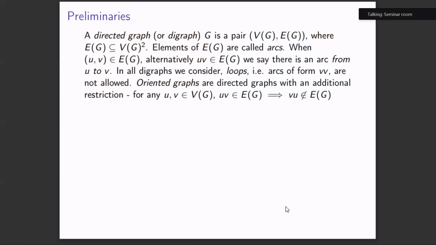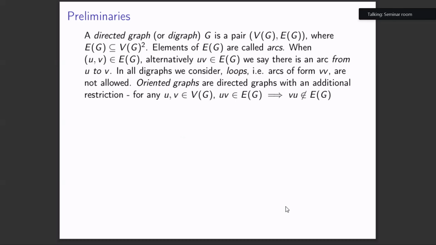As the title suggests, we'll be discussing directed graphs. A directed graph is just a collection of vertices and a collection of edges that are ordered pairs, right? UV, an edge from U to V. When we refer to graphs, we will mostly mean graphs that are oriented, meaning there are no cycles of length 2. If there is an edge from V to U, then there will not be an edge from U to V. So we do not have arrows going both ways.